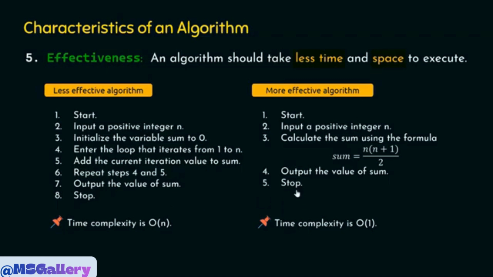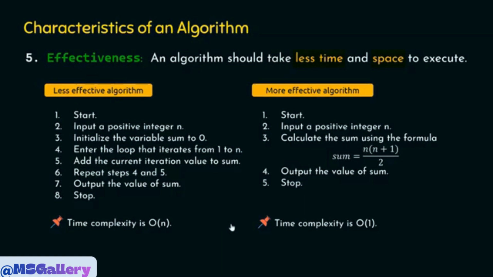So this is all we need to understand about the effectiveness. An algorithm should take less time and space to execute. Our clear preference is this algorithm because this algorithm takes less time. So with this, we have understood all the characteristics of an algorithm.